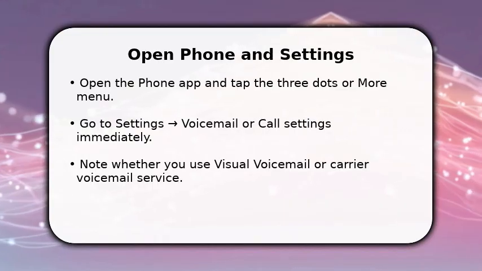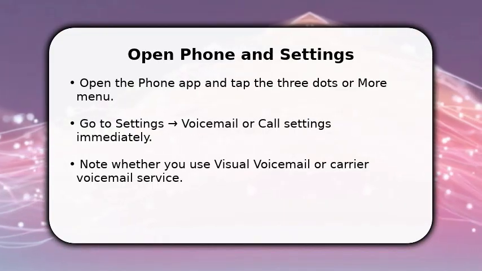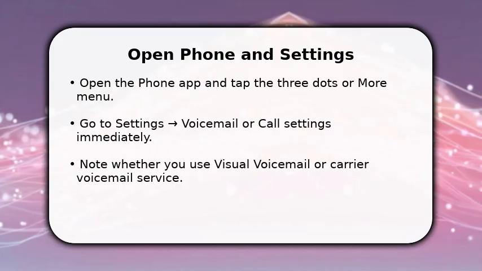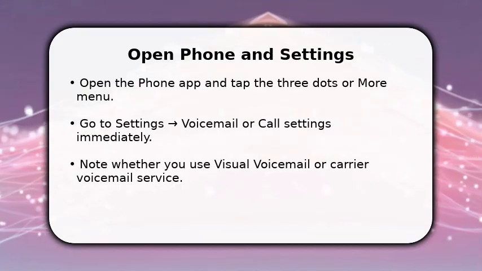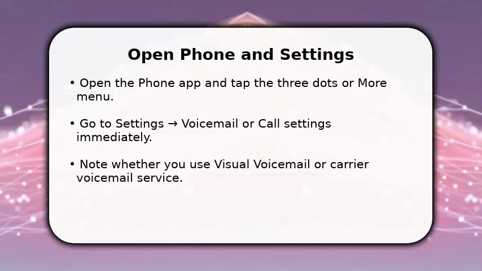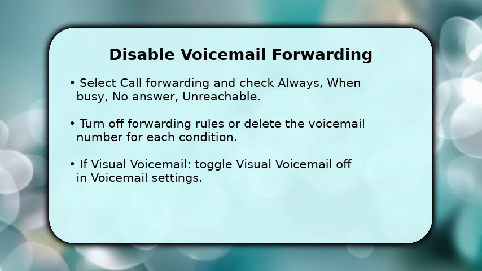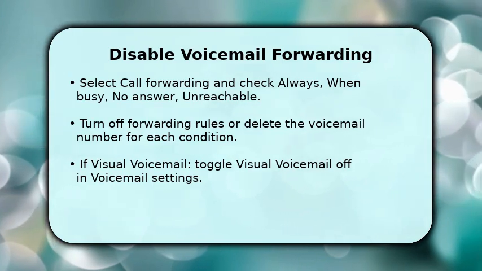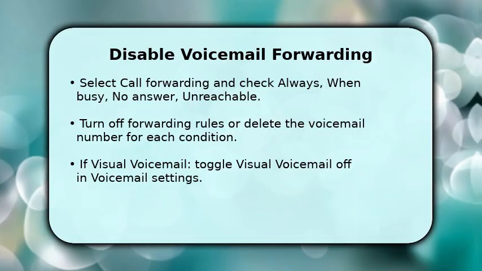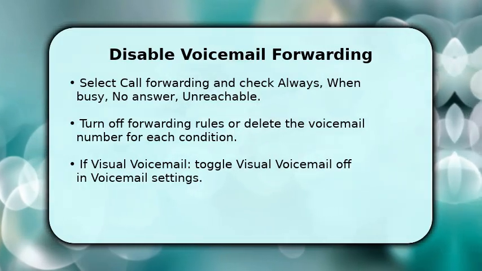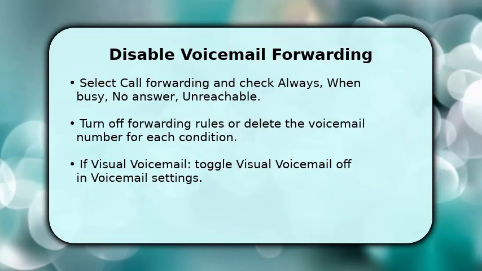Make sure Wi-Fi and mobile network are on. Some options appear only when the SIM is active and you're online. Once done finding call forwarding, inspect each rule: always, when busy, no answer, and unreachable. Disable forwarding for each condition or edit, and remove the voicemail number so calls no longer route to voicemail.